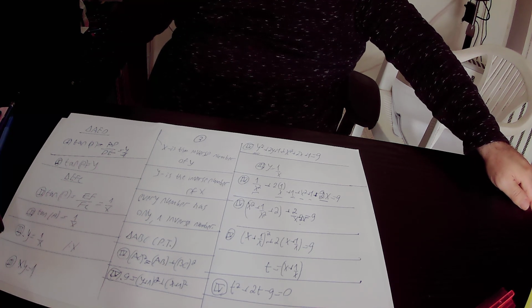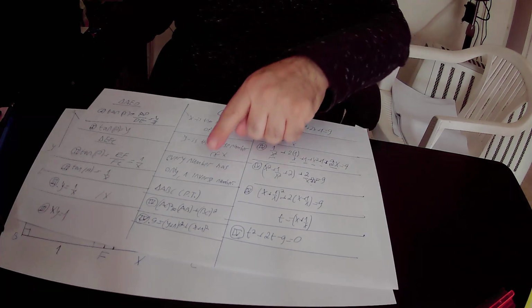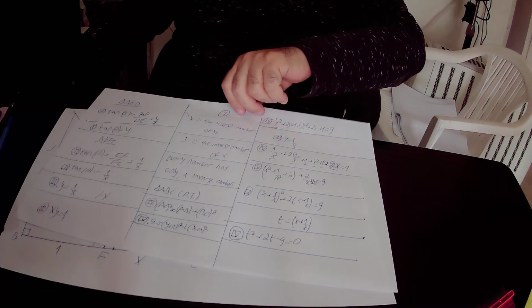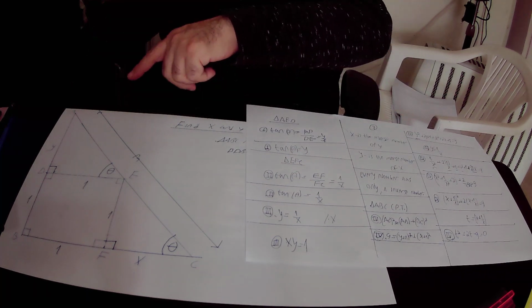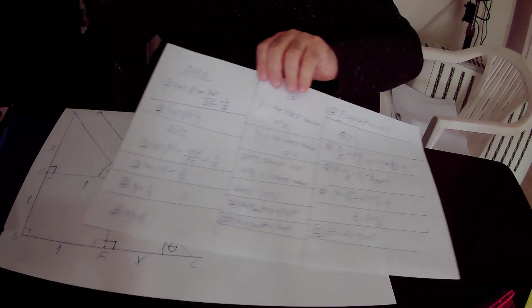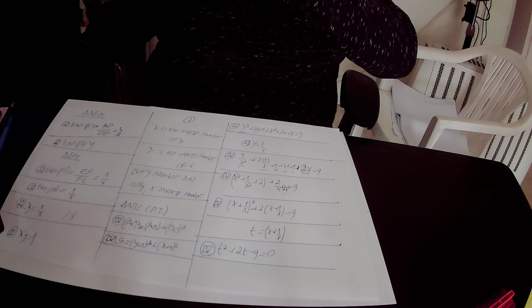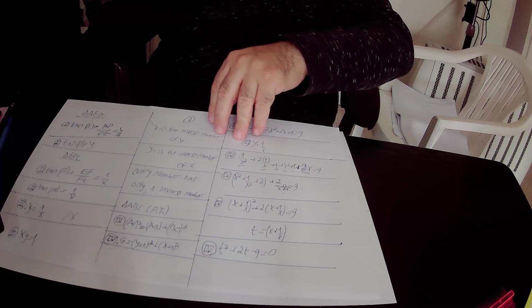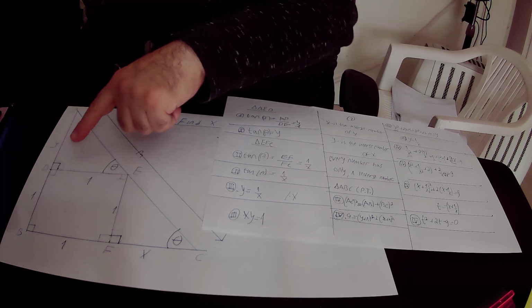Then we focused on triangle ABC, the right triangle, according to the Pythagorean theorem. PT is the Pythagorean theorem. The square of the hypotenuse equals the sum of the squares of the perpendicular sides, that is to say AC squared equals AB squared plus BC squared. AC equals 3, so AC squared is 3 squared, which is 9. AB is y plus 1.